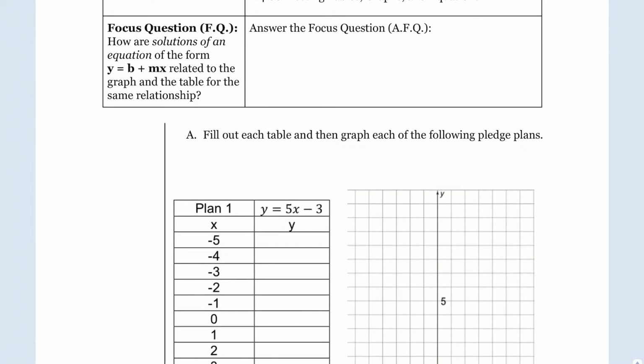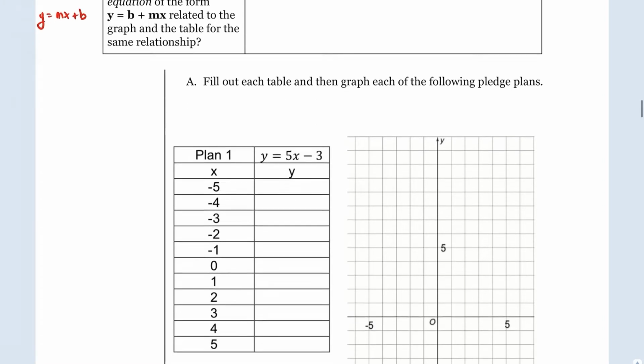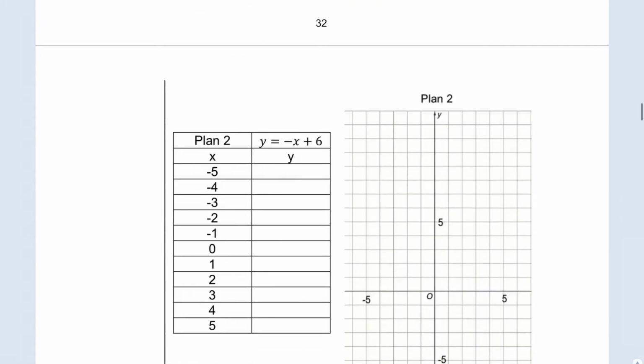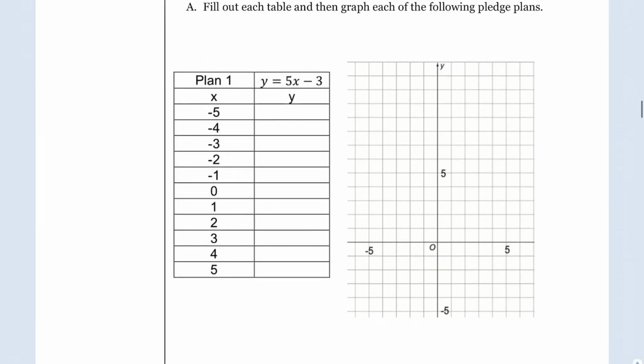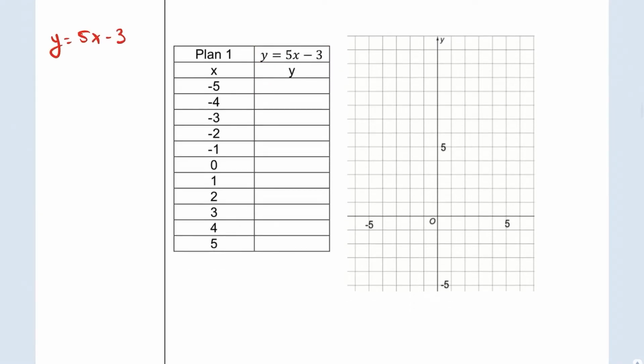Our focus question is, how are solutions of an equation of the form y equals b plus mx, we also talked about y equals mx plus b, they mean the same thing, but they're written in different ways, how are the solutions of an equation in this form related to the graph and the table for the same relationship? Okay, so I'm going to walk you through plan 1, but then I think you guys can take over at plan 2 and plan 3. They give us an equation here, which is y equals 5x minus 3. I'm going to write that over here, so that way I have it fresh in my brain.